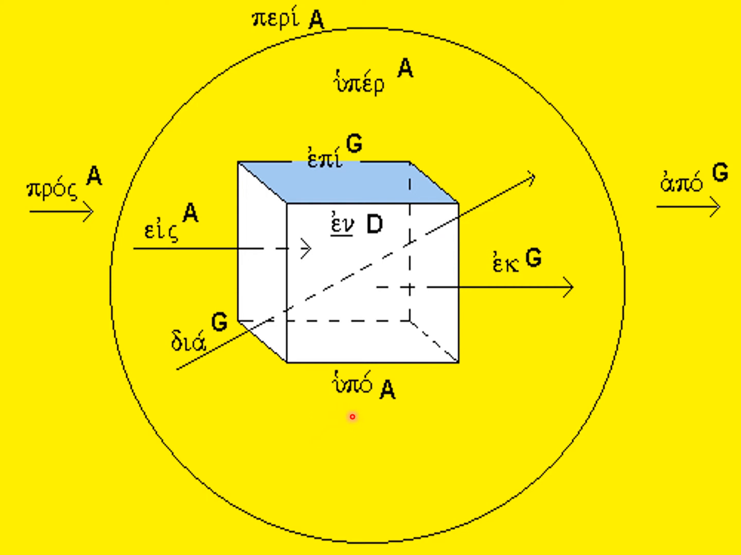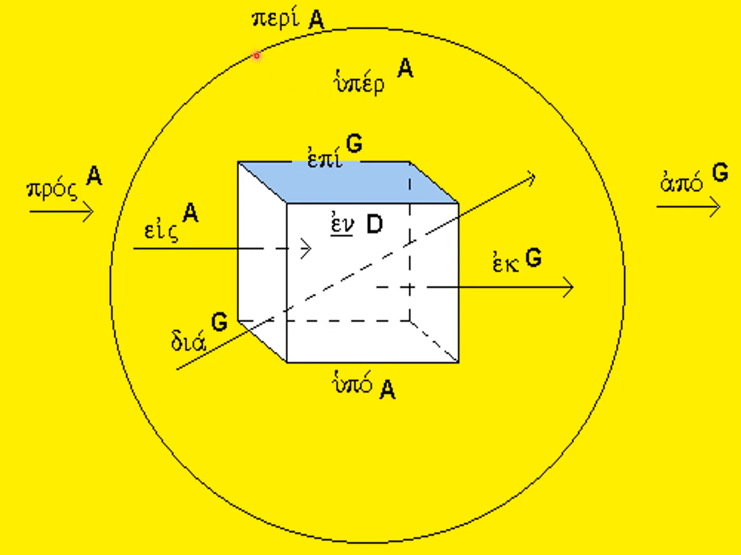Hypo, followed by accusative, is underneath. Ek, followed by genitive, is out of. And apo, also followed by genitive, is away from. Epi, followed by genitive, is upon. And also you can see hyper, followed by accusative, is above. Now, just as an example, if you take hyper with accusative, as I said, it means above. But if you have hyper followed by genitive, it would mean in behalf of.